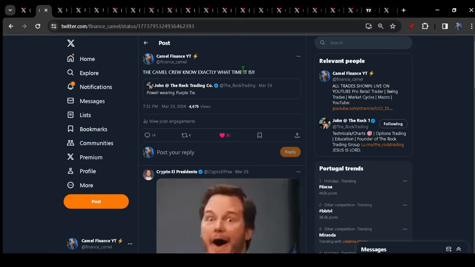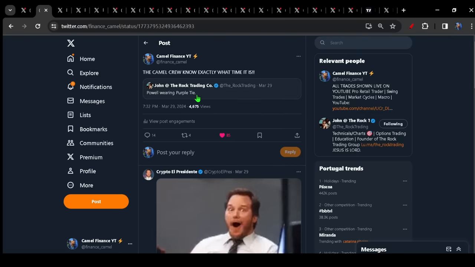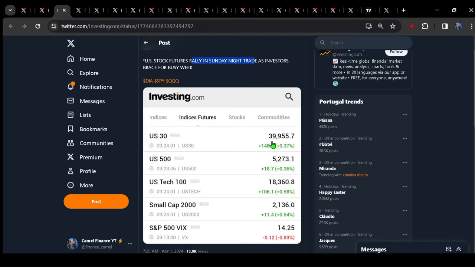On Friday, obviously the markets were closed, but we had Powell talk. And of course, the Camel Crew know that the only question worth asking is, what color tie was he wearing? Powell showed up in a purple tie. Of course, purple tie means we pump. And when we take a look at what was happening in the futures markets last night, Sunday night, we saw massive amounts of green entering the space. So again, purple tie alpha is exactly that.